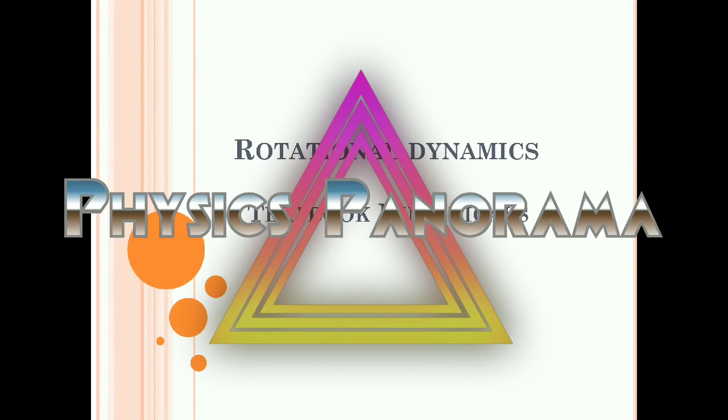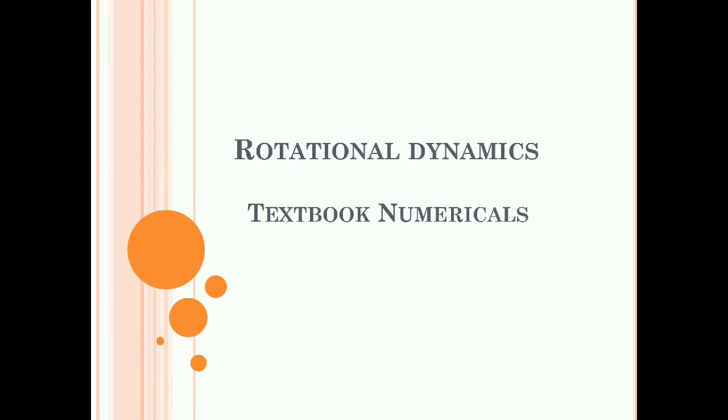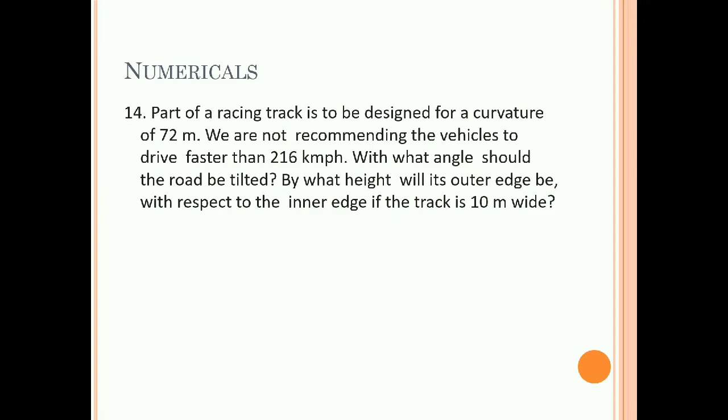So we are starting with our unsolved numericals from the textbook again. The next numerical is number 14. Part of a racing track is to be designed for a curvature of 72 meter. We are not recommending the vehicle to drive faster than 216 km per hour. With what angle should the road be tilted? By what height will its outer edge be with respect to the inner edge if the track is 10 meter wide? This is given in the numerical, right?